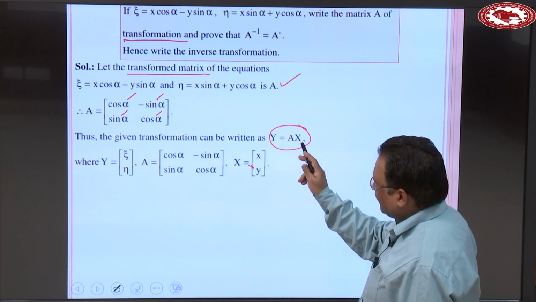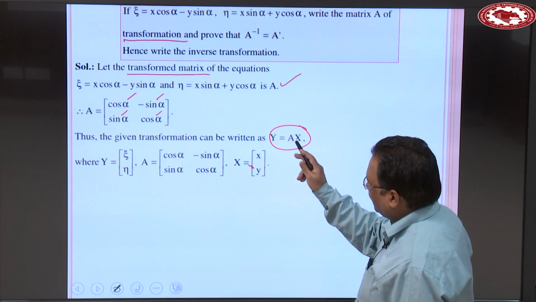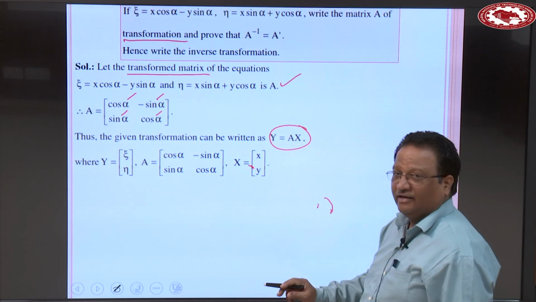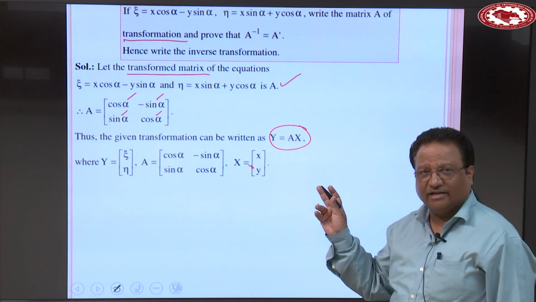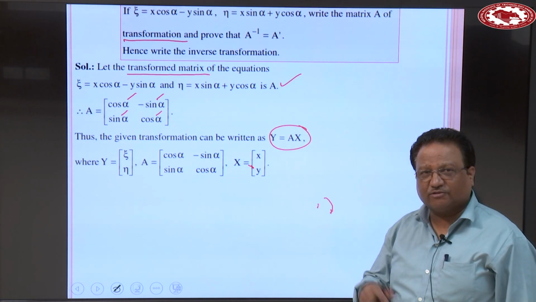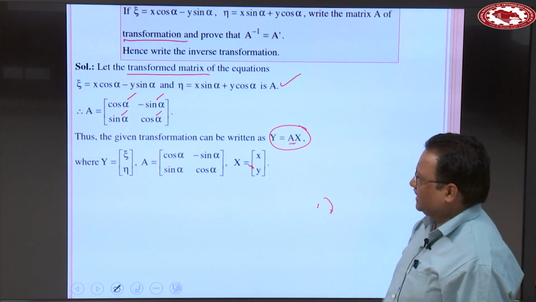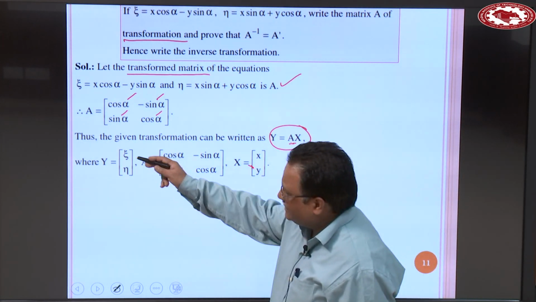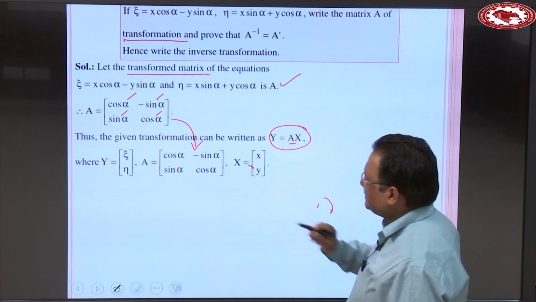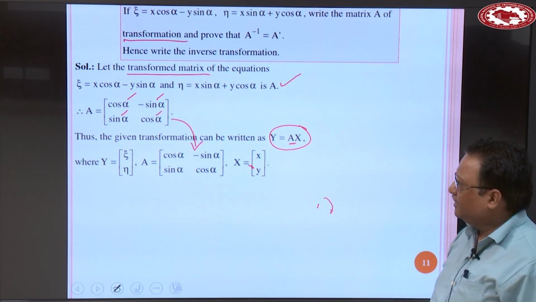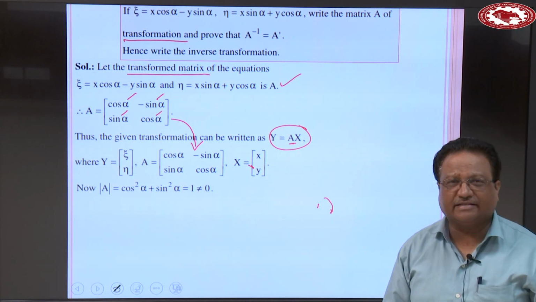So see, this matrix A, when I multiply x with A, the resulting matrix is your y. This means this A is the transformation matrix which transforms x into y. Clear? So A is the transformation matrix. Where y is zeta, neta, and A is this matrix, and x is x and y. Clear? Now calculate determinant A here. Determinant A is equal to 1.